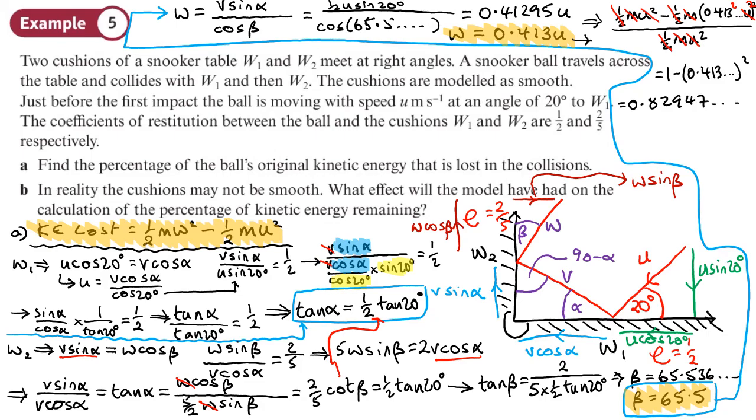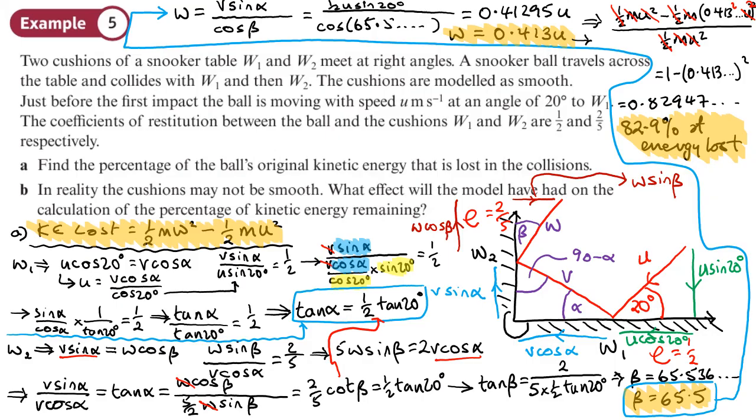0.47 dot dot dot. So we need to change that to a percentage. So that would be 82.9% of energy loss. So we finally got there for the final answer. Lots to do there, lots of algebra. But the final answer is 82.9% of energy lost, or 83%.